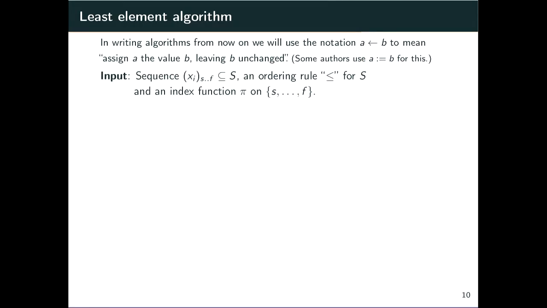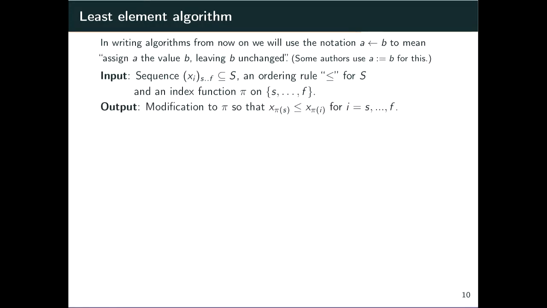So when we apply this least element algorithm, we're going to start with a sequence x_i, indexed by S to F, and our elements of this sequence are going to be inside some set S. And on this set S, we have some nice ordering rule, which gives us a total ordering, and our index function pi is going to be on this index set here. And so when we begin, our index function is just going to be the identity index function, so it's going to send S to S, and so on.